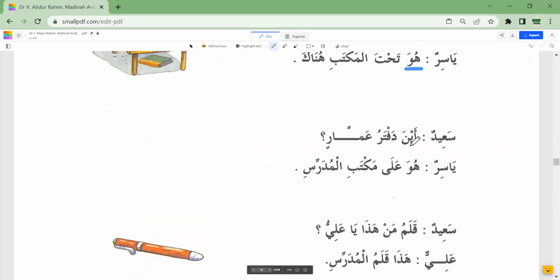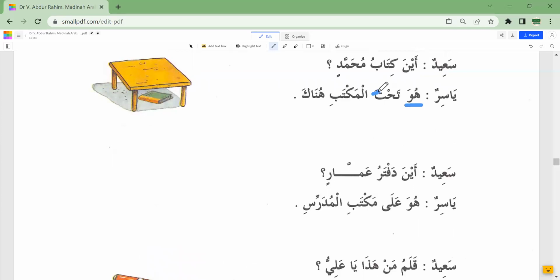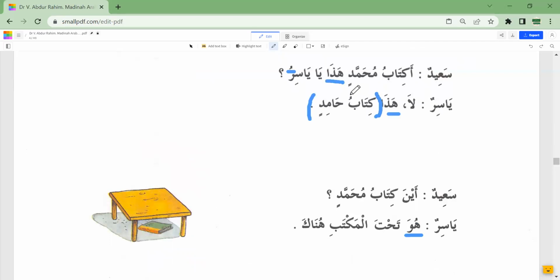سعيد أين دفتر أمار؟ ياسر هو على المكتب المدرسي. المكتب المدرسي مضاف إليه, right? And can you tell me why, when we see this مضاف إليه, the مضاف is marfu, but we cannot see it because the tahta is a mabni word, right? We don't have tahtu. Because of adverb tahta, it's always fatha.